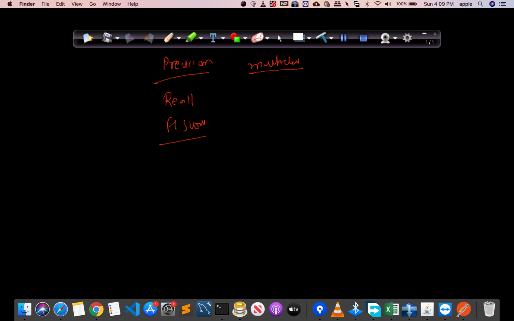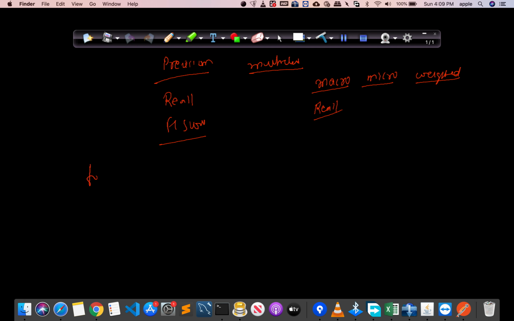Till now, we have seen precision, how to calculate precision for multi-class setting. Now we have to see recall and F1 score. And there were three cases: macro, micro, and weighted. So we have to follow all the same steps, so I will not be explaining it in very detail. In recall, instead of precision, you have to calculate recall. That's all.